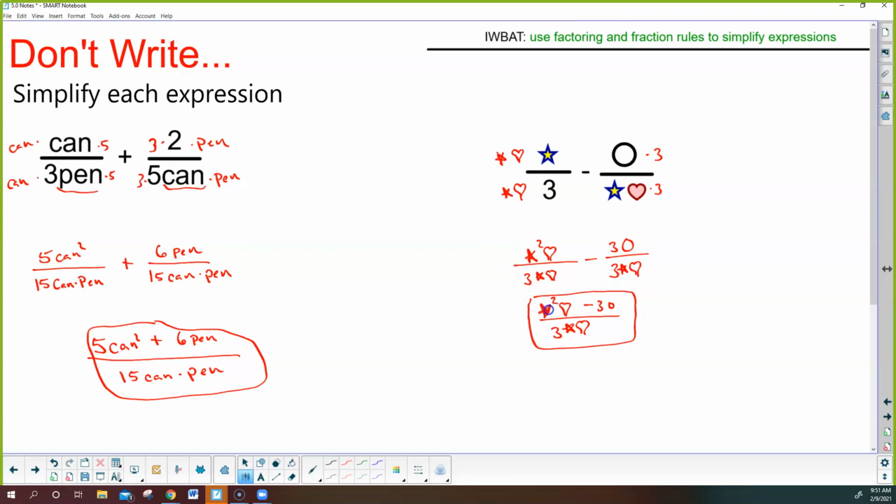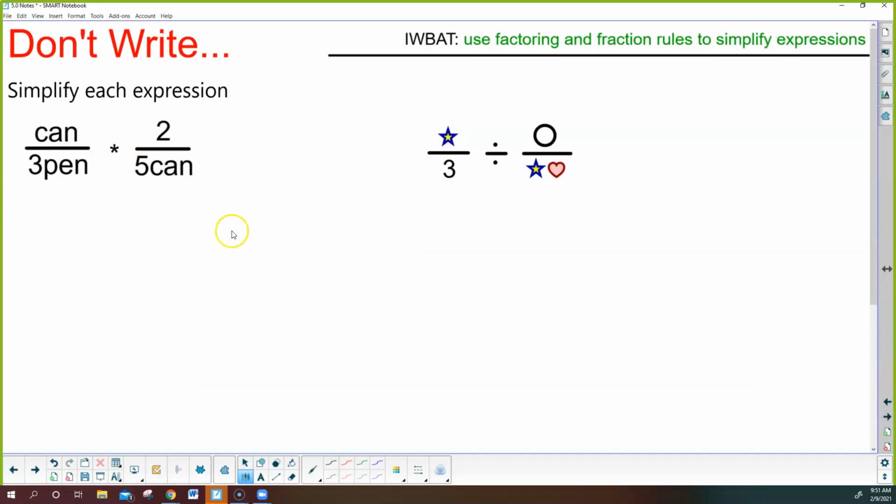Okay, and don't judge me on my heart and star drawing skills. I'm going to make this look more like a 0 than a 3, or excuse me, a 0 than a 30. All right.